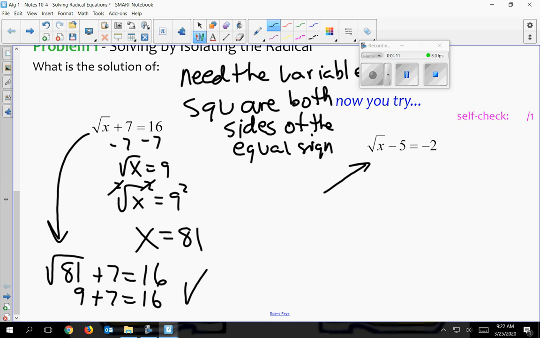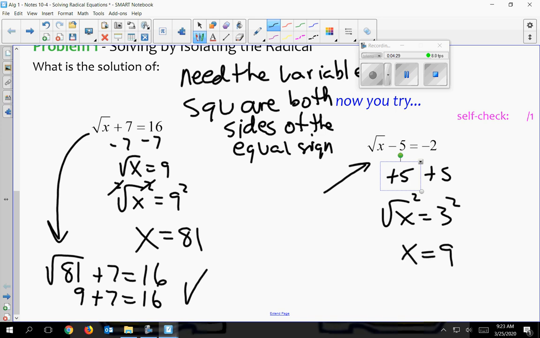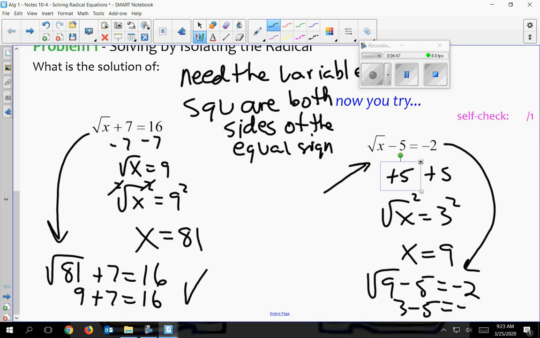So first thing I'm going to do is add 5 to both sides to isolate the radical. It gives me this. Okay, I want to get rid of the radical, so I'm going to go ahead and square both sides. That leaves me with x equals 9. I want to go back to where we started, okay, and put in 9 for x. Square root of 9 is 3, minus 5, and does that get me -2? And it does, so that solution works. Okay, so pretty easy there, I hope.